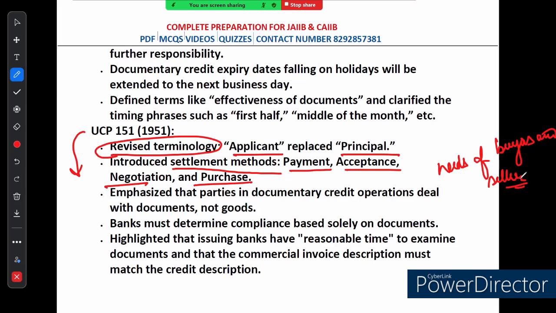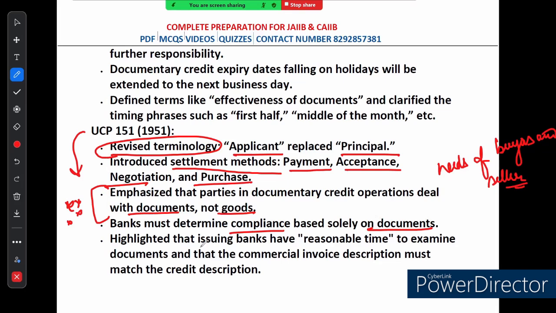A crucial point that was highlighted in UCP 151 is that the parties involved in documentary credit operations deal with documents and not goods. In other words, banks and other entities don't verify the goods themselves. They only verify the documents related to the goods. This is a very important part, which is taken care of even today, right? So this emphasizes the importance of having all the documents in proper order. Banks are required to determine compliance based solely on the documents presented. They don't physically inspect the goods. Their job is to make sure that the paperwork checks out.